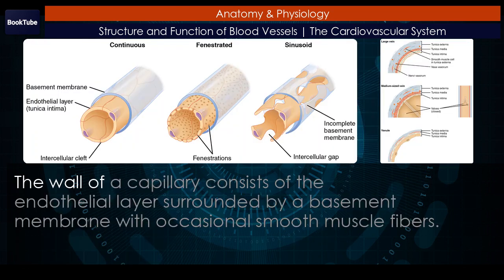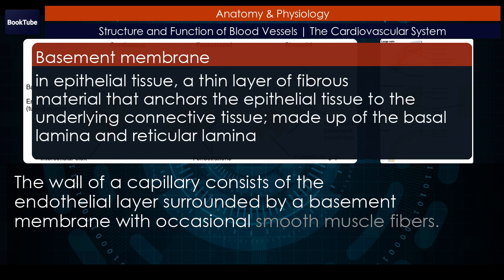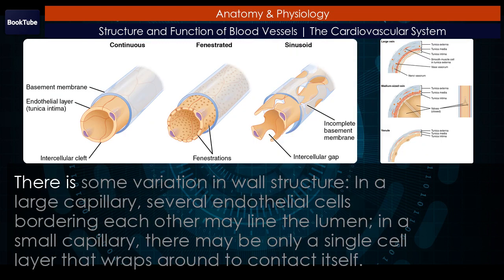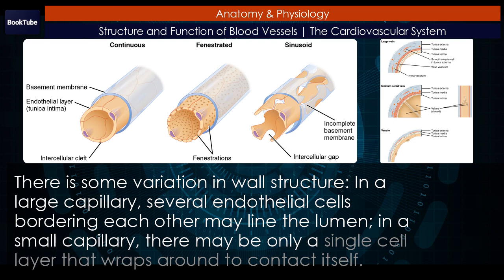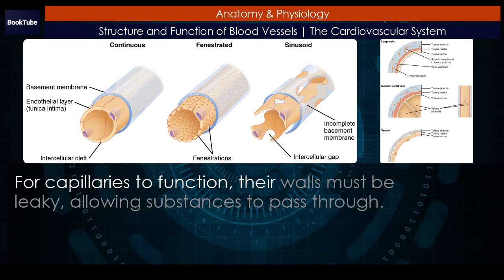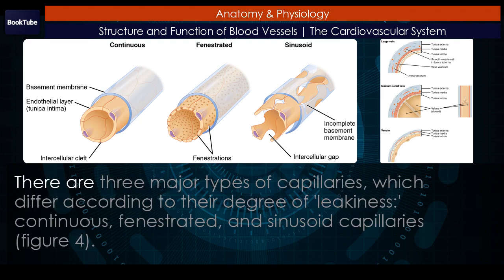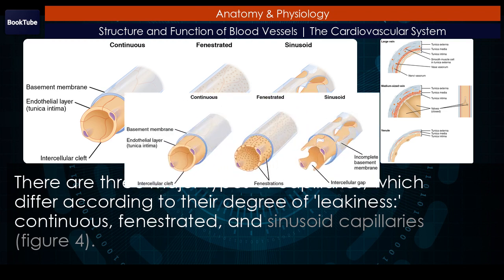The wall of a capillary consists of the endothelial layer surrounded by a basement membrane with occasional smooth muscle fibers. There is some variation in wall structure. In a large capillary, several endothelial cells bordering each other may line the lumen. In a small capillary, there may be only a single cell layer that wraps around to contact itself. For capillaries to function, their walls must be leaky, allowing substances to pass through. There are 3 major types of capillaries, which differ according to their degree of leakiness: continuous, fenestrated, and sinusoid capillaries.